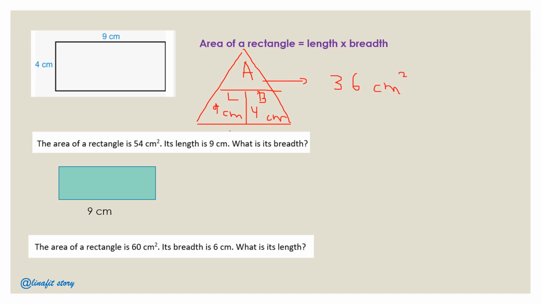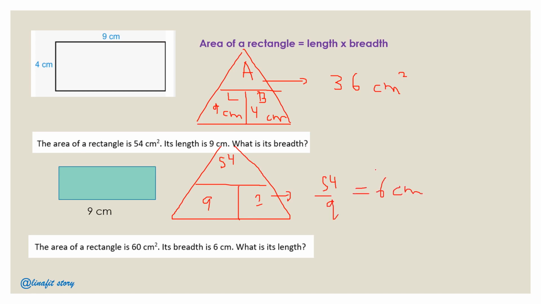Next, the area of a rectangle is 54 square cm. Its length is 9 cm. What is its breadth? So 54 divided by 9 is 6 cm. Next, the area of a rectangle is 60 square cm and its breadth is 6 cm. What's its length? So 60 divided by 6 is 10 cm.